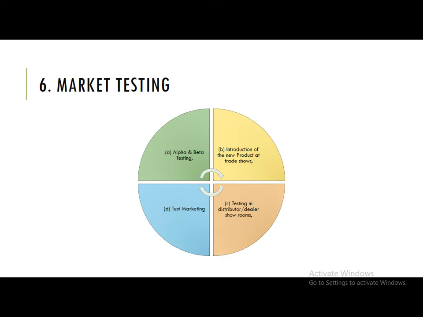Next, third, is testing in the distributor or dealer showrooms, that is dealer showroom testing. The distributors' or dealers' showrooms or display rooms can be considered the best spot for product testing. If the new industrial product is sold through such channels, the customers' attitudes, preferences, and actual sales can be recorded under this method. As this method uses the normal selling situation, the company should be ready to execute the orders within a reasonable time. Last is test marketing.